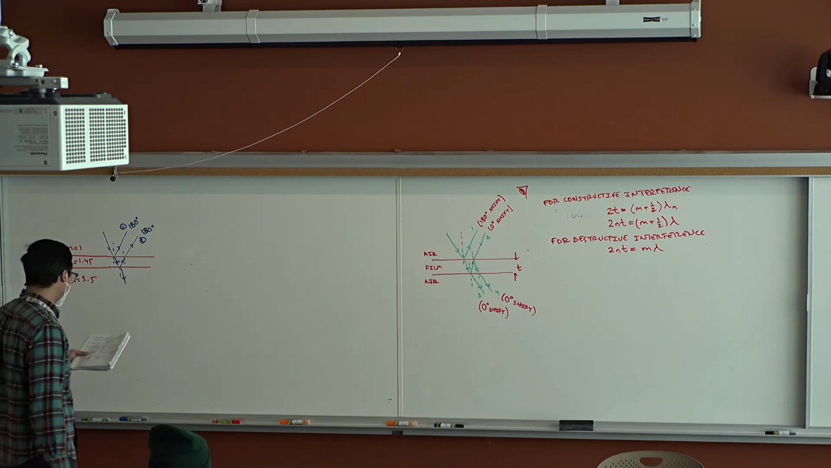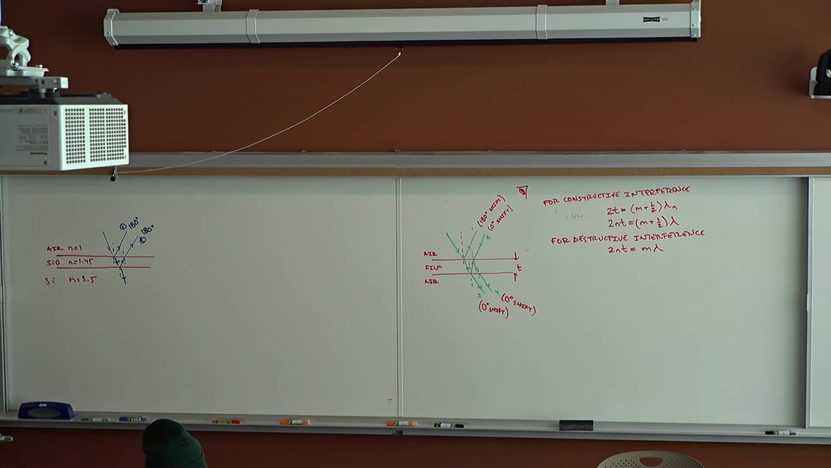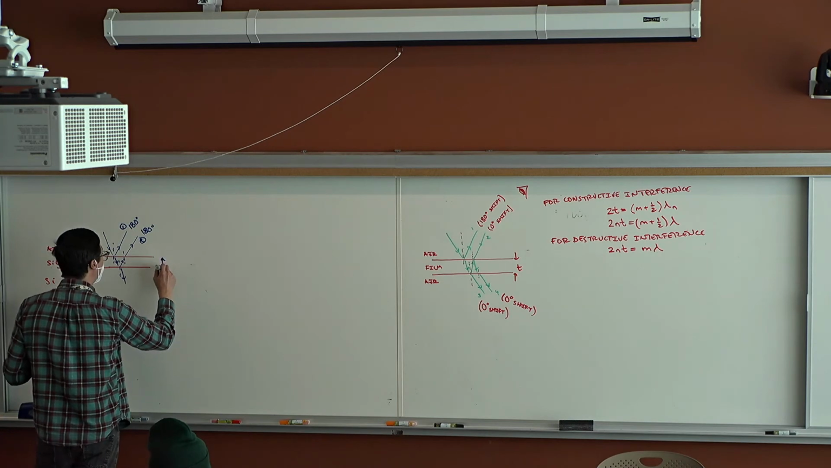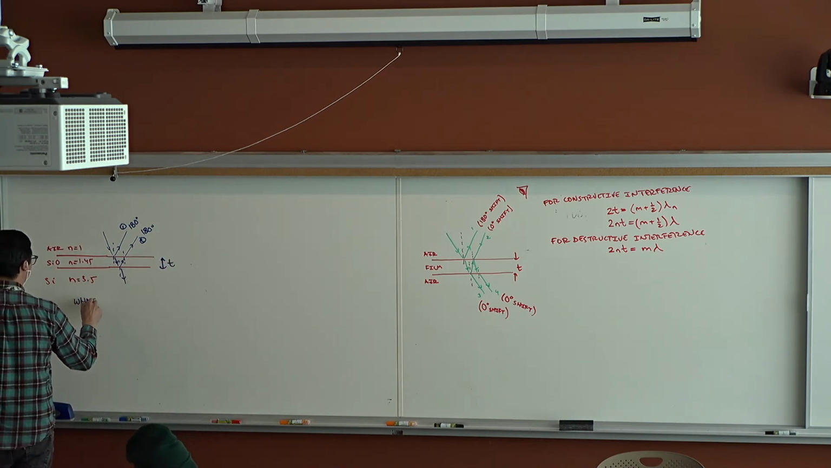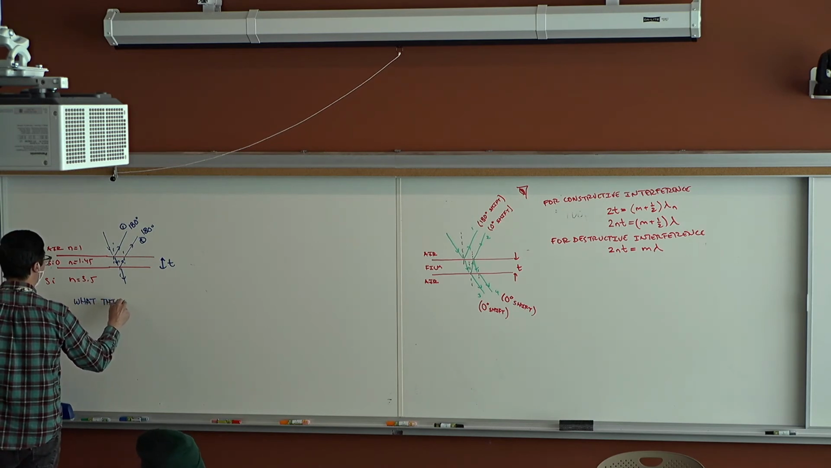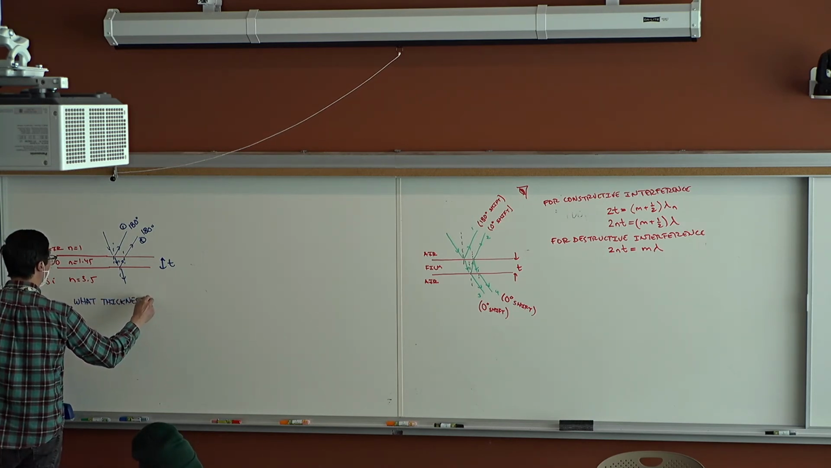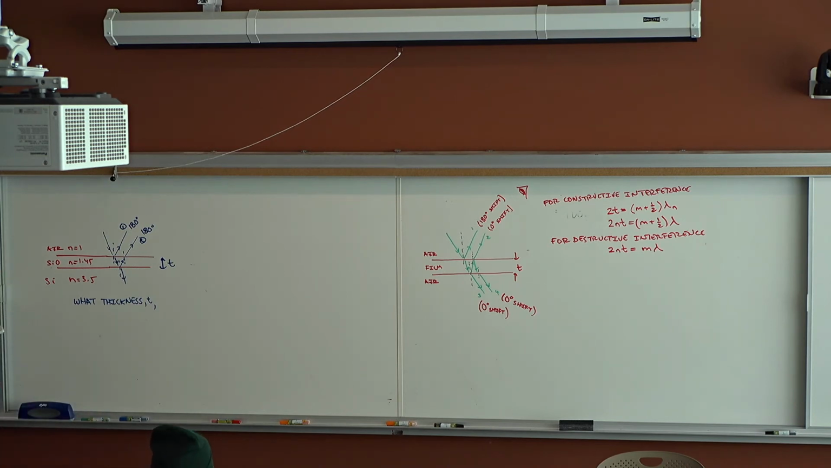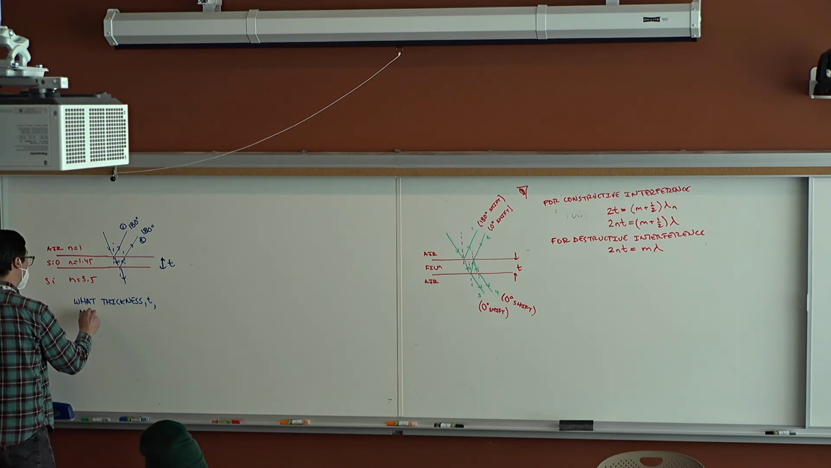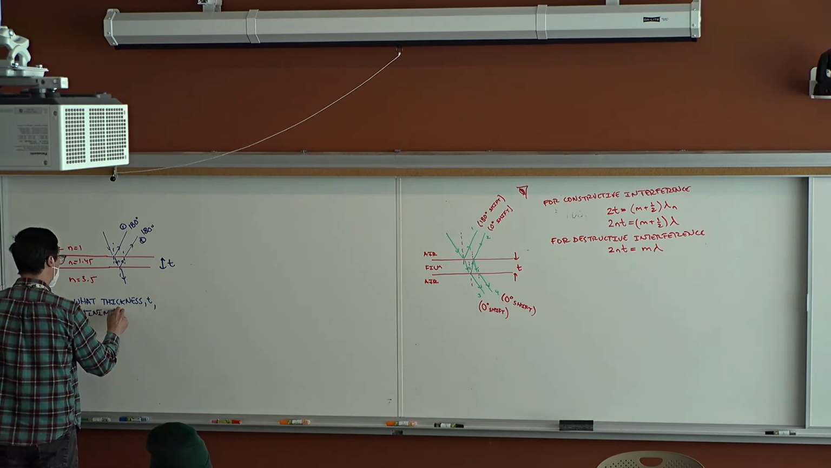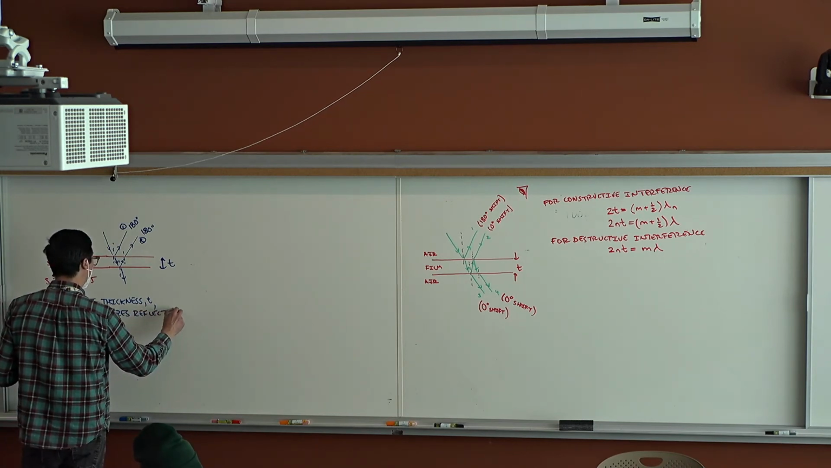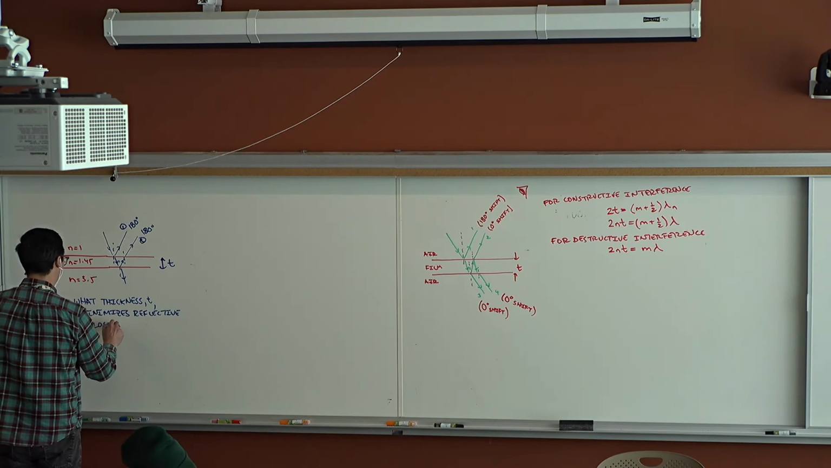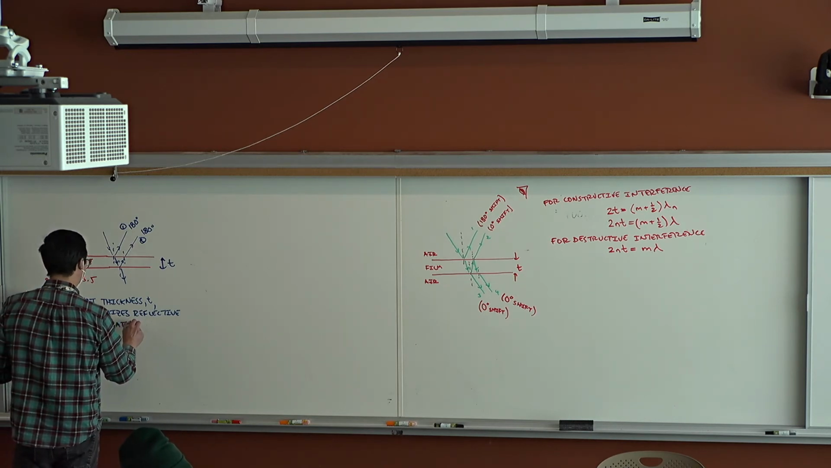So let's figure out what thickness t will minimize reflective loss at 550 nanometers.